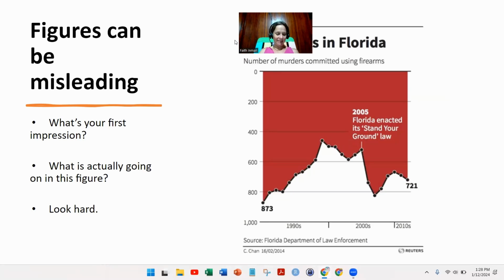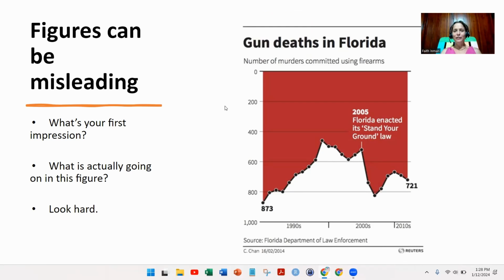Figures can be misleading. So what's your first impression? If we look at this, here we have time on the x-axis, right? 1900s to 2010s. And on the y-axis, we have number of murders committed using firearms. This is gun deaths in Florida. And we see here where it says in 2005, Florida enacted its Stand Your Ground law. And then we see a decline in this line.